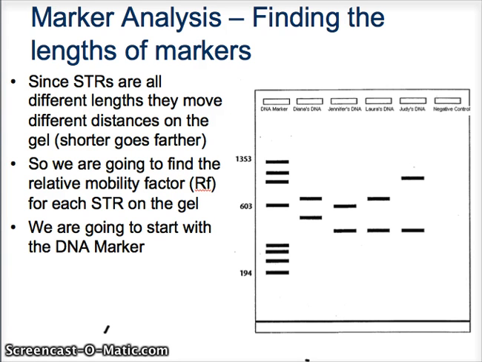Alright, so now normally we could just match the bands, and actually you could do that on this if you wanted to, and figure out who has the BRCA2 gene. But we're going to go a little bit deeper, and we're going to find out the specific length. So we're actually going to find out how long these STRs are. So how long is this one? How long is this one? How long is this one?